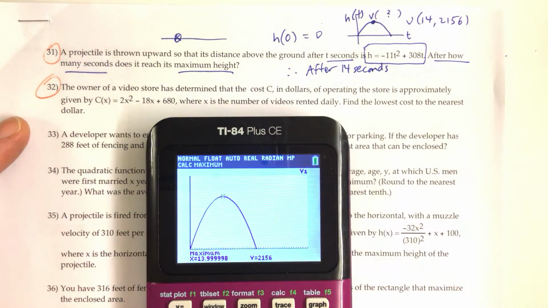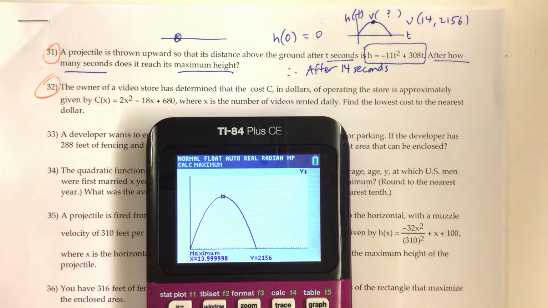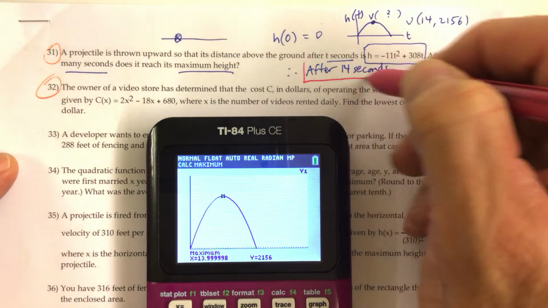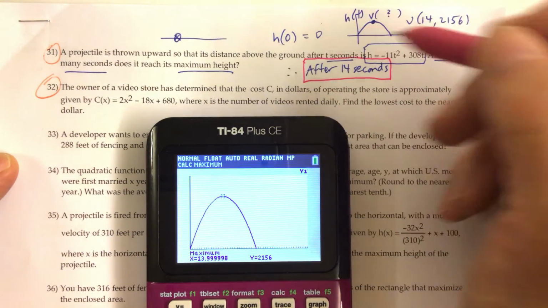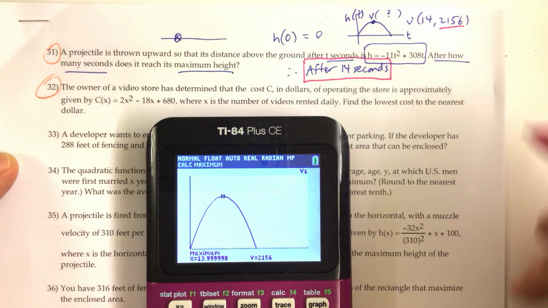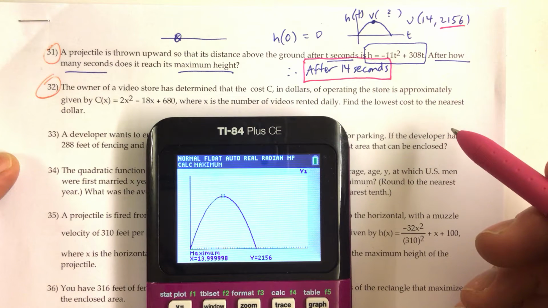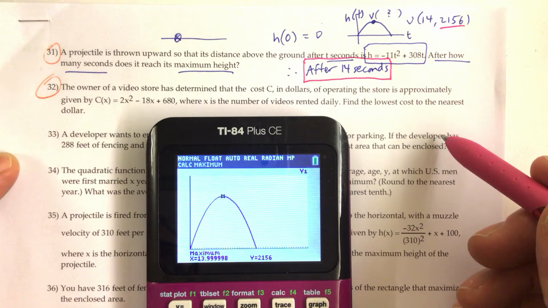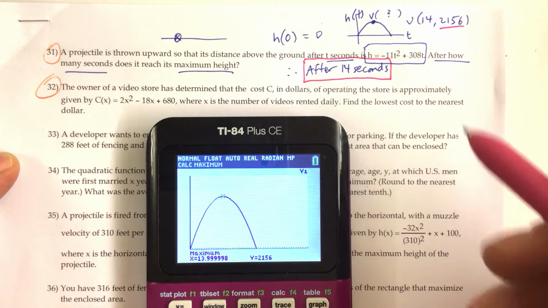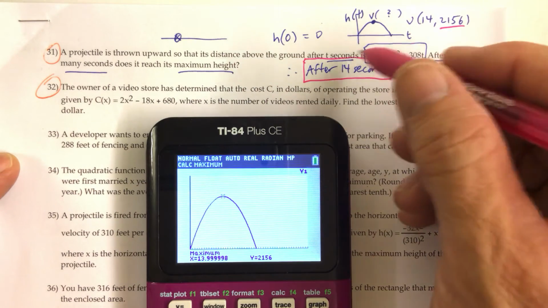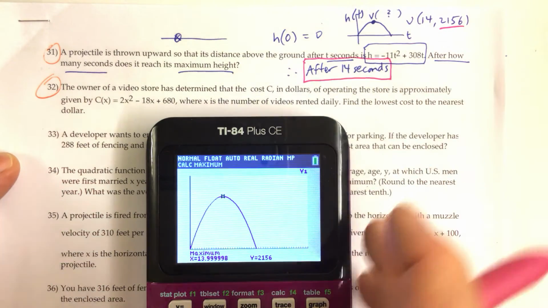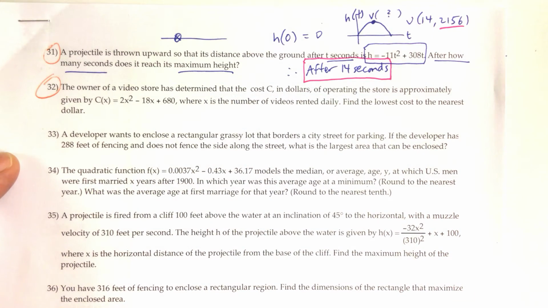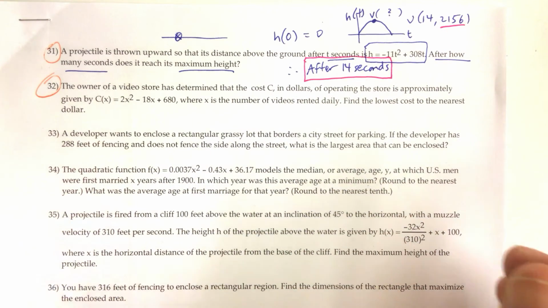That's all that this problem is asking us to find, how many seconds it takes for the projectile to reach its maximum height. If it asked for the maximum height, it would be that 2156 feet. It doesn't say feet, meters, or miles. Anyway, the answer to the question is just after 14 seconds, because the 14 is the x-coordinate, or the t-coordinate, of the vertex.